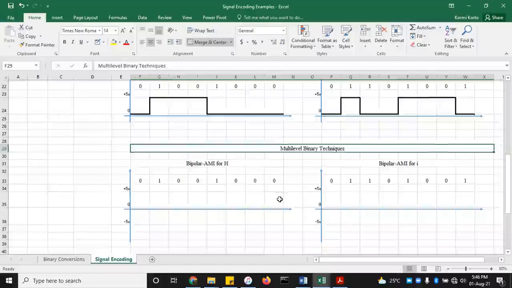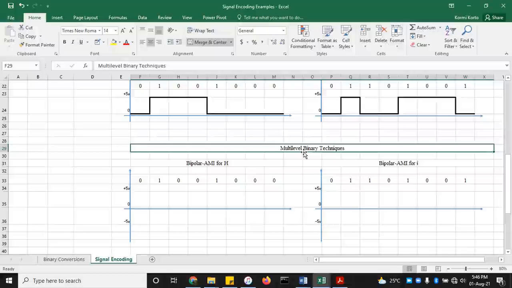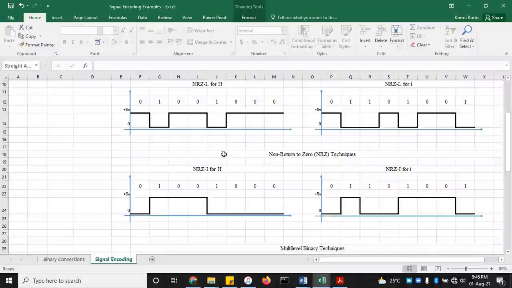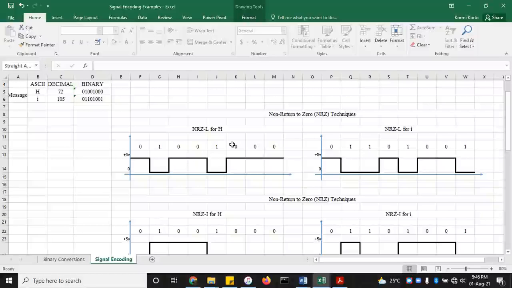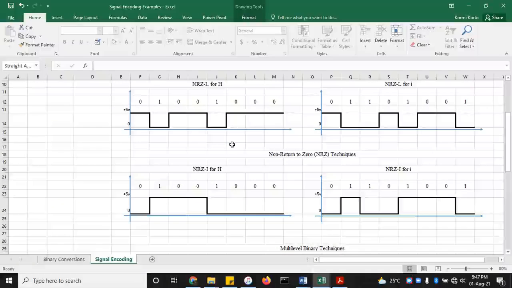So whenever you see multi-level binary, it just means that you're going to be switching between multiple states, in this case from a positive to a negative. You could consider the zero as part of the voltage levels, so for the non-return to zero techniques you have two voltage levels. But the fact of the matter is, we don't consider it multi. You can't use multi-level over here.